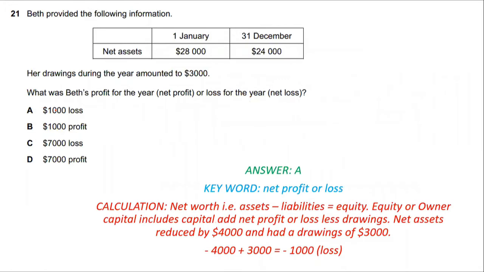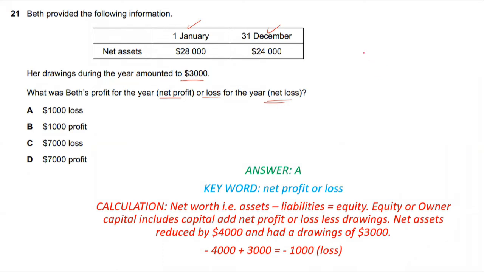Multiple choice 21. Beth provided the following information. Net assets on 1st January 28,000, and then on 31st December it's 24,000. Her drawings during the year amounted to $3,000. What was Beth's profit for the year? Net profit or loss for the year? Net loss. So they're kind of hinting that it's going to be net loss rather than net profit. But let's look into the information.